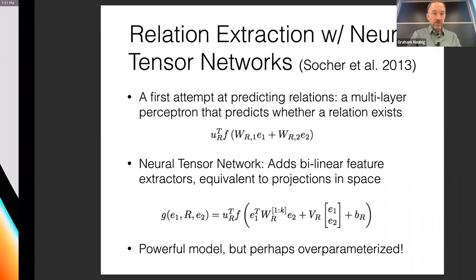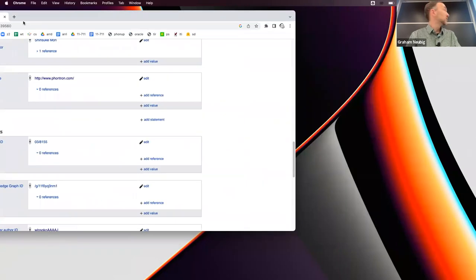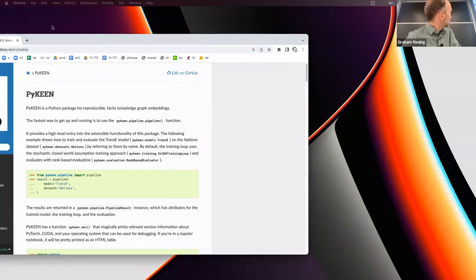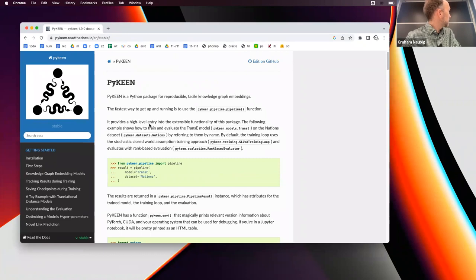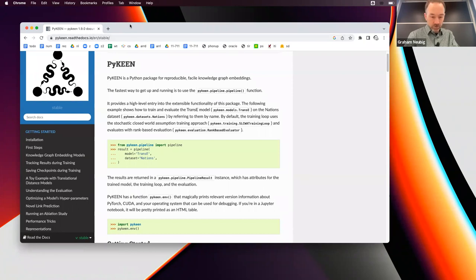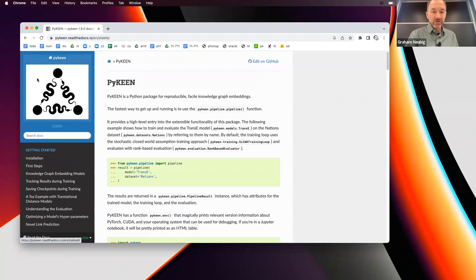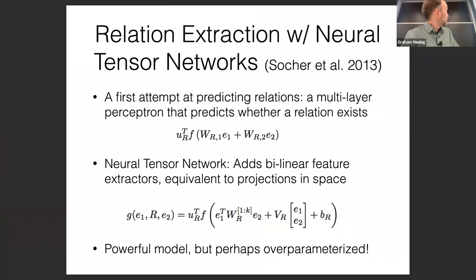One thing I should point out is there's a whole bunch of frameworks that allow you to manipulate these embeddings. One example is this Pykine framework. This Pykine framework is one that you can use, and you can use it to download embeddings, etc.